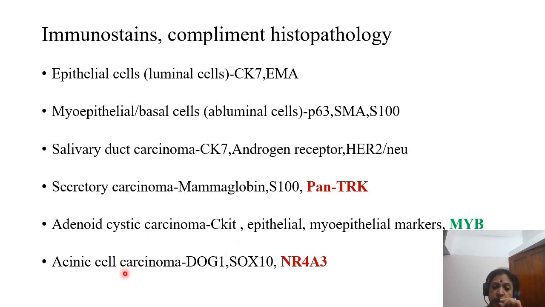For acinic cell carcinoma, the IHC stains which were available were DOG1 and SOX10, and now we have a highly specific marker, NR4A3. Now, this NR4A3 specificity is about 90 percent, but it can be positive in a small proportion of carcinomas like the secretory carcinoma and polymorphous adenocarcinoma.